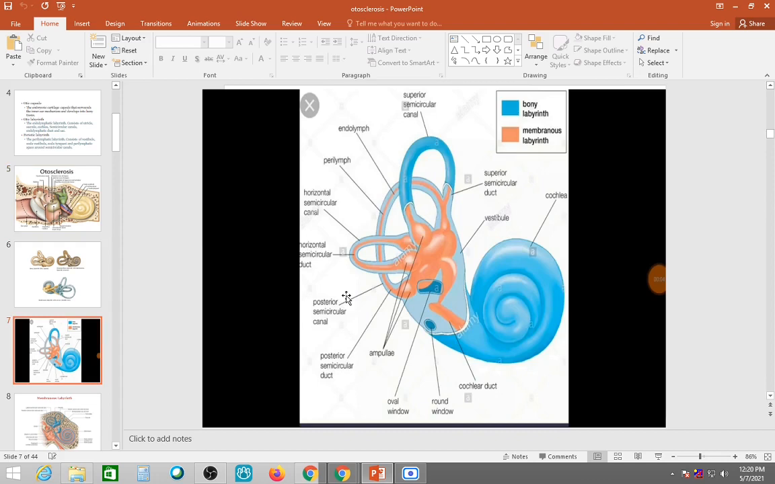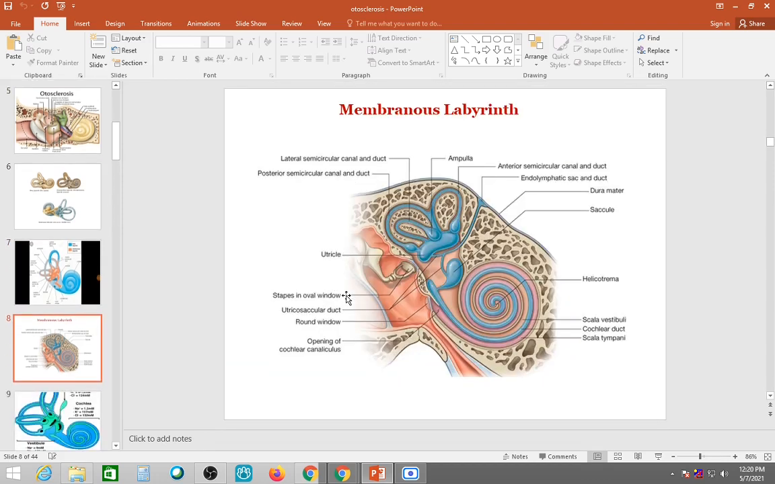And this is the membranous labyrinth. Again, more clear here. When we discuss otosclerosis, it mainly affects the bone. I already mentioned that earlier, and the complication will come. Try to see the dura mater. And then the scala vestibuli, cochlear duct, scala tympani.